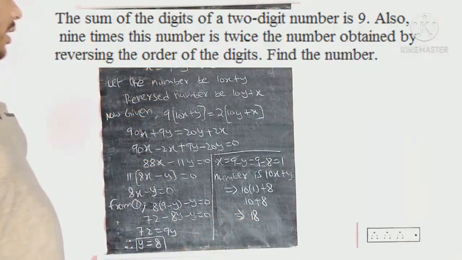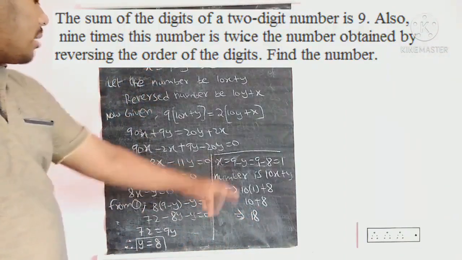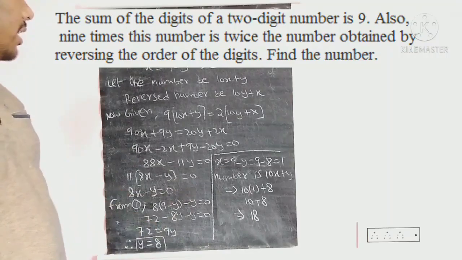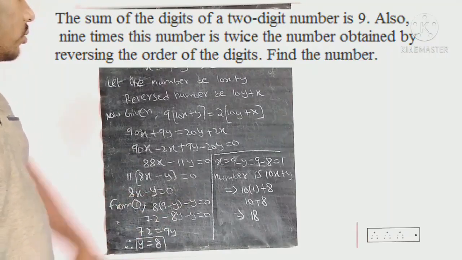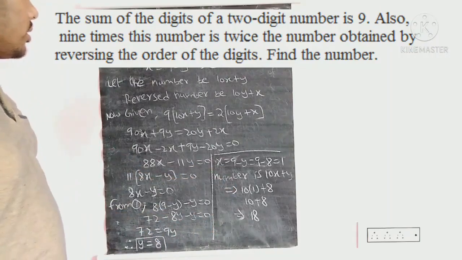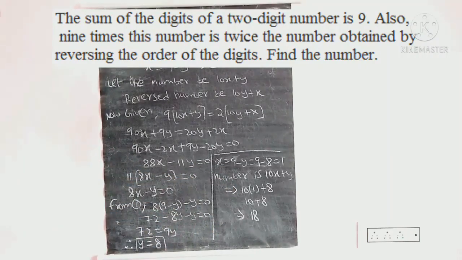Now we can verify. 9 times 18 means 18 into 9, that is 162. Twice the reversed number means 2 into 81, which is also 162. So the number obtained is 18.